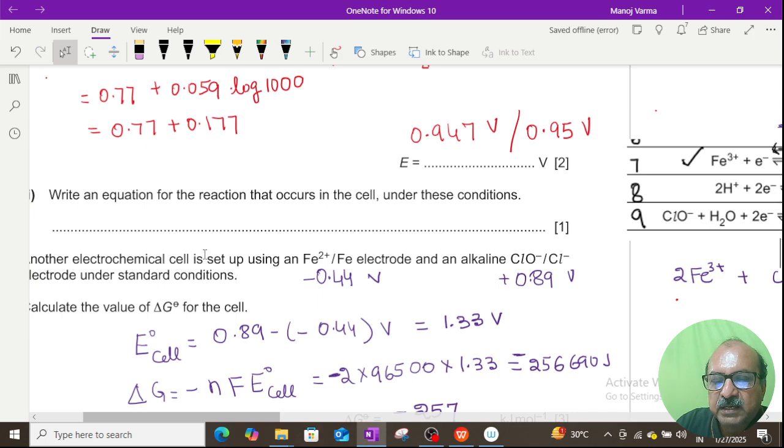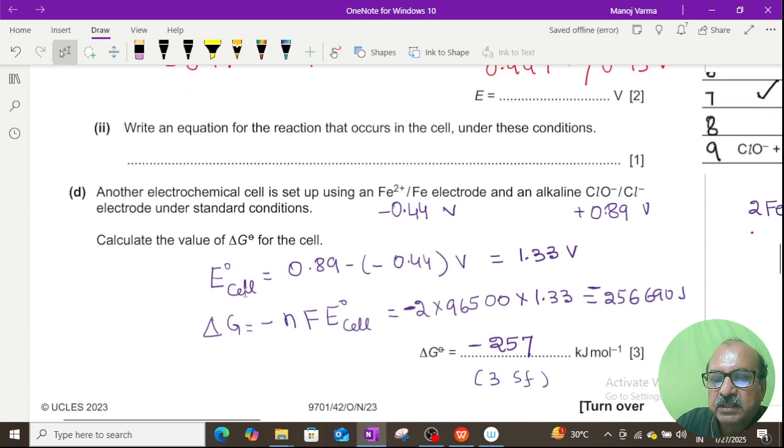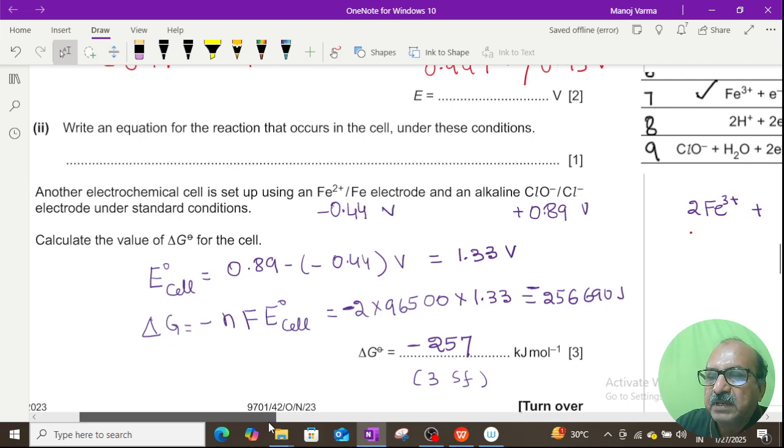So you understood this, all right? And this one is to find out the delta G naught. For delta G naught, first we should know the E naught cell. So E naught cell, we have to take the standard condition. So again, now we have to take the value of the Fe2+ Fe electrode.